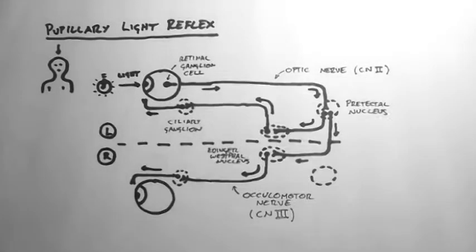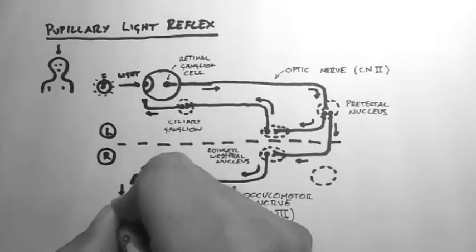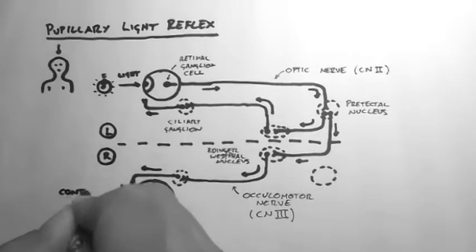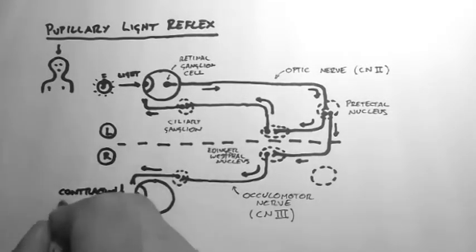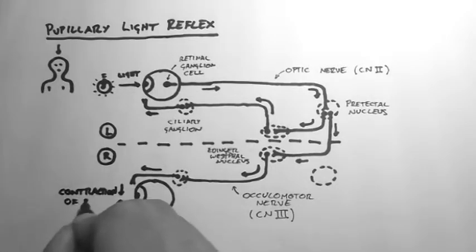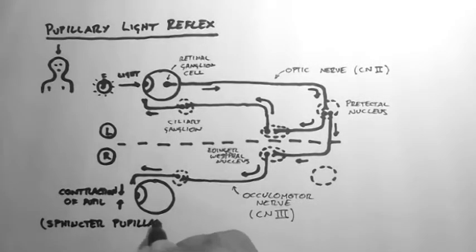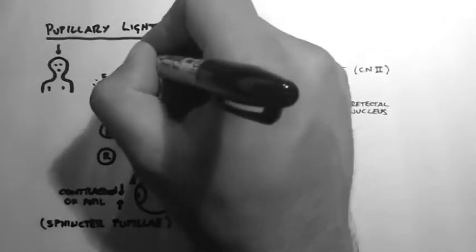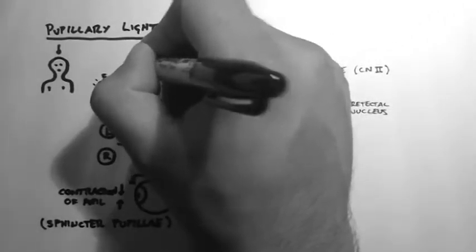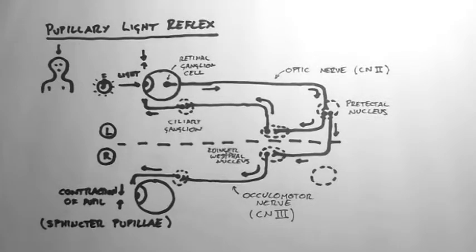When the ciliary ganglia innervate the muscles around the pupil, they cause contraction of the pupil. The muscle that does this is called sphincter pupillae. It also causes contraction on the opposite side. So shining light in one eye causes contraction of the pupil in both eyes, if this reflex is working properly.